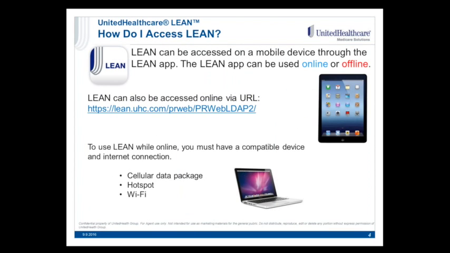So how do you get there? This information is all available in the United Distribution Portal. We call it UDP for short, but that's the agent portal that you use on a daily basis. And it can be accessed on a mobile device through the Lean app or through the portal. The online URL is here. You can also find that on the portal. To use Lean while online, you must have a compatible device and a compatible internet connection. You can get that through your cellular package, through a hotspot, or through Wi-Fi.